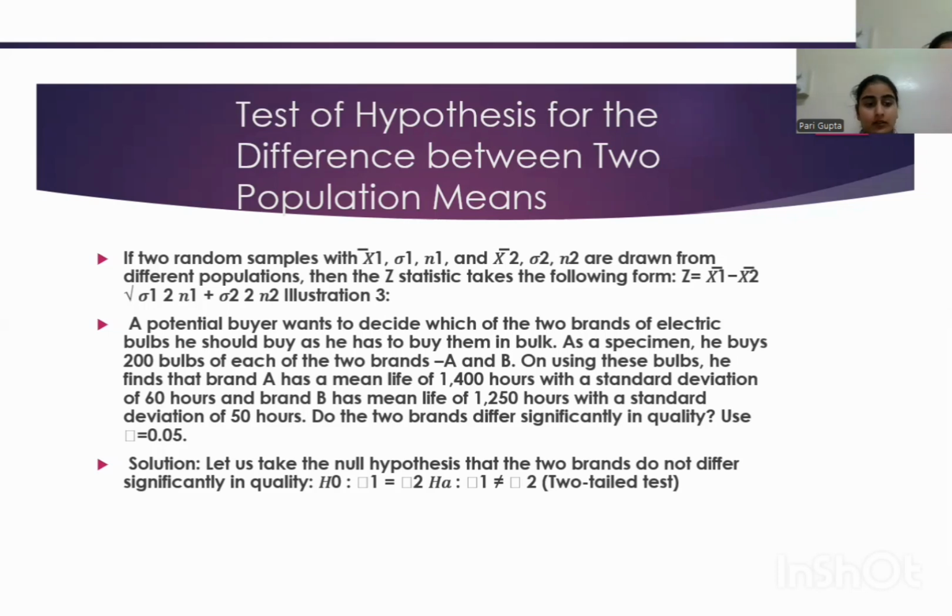Solution: let us take the null hypothesis that the two brands do not differ significantly in quality, H naught: mu 1 equals mu 2, HA: mu 1 not equal to mu 2, two-tailed test.